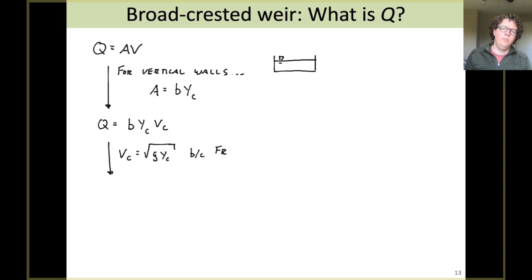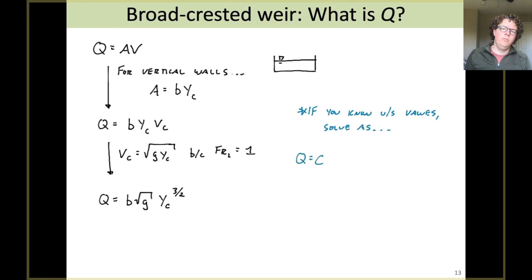And again, because we know the Froude number is equal to 1, YCs and VCs become substitutable using this equation. And so we can calculate here, discharge is equal to the width B times the square root of gravity multiplied by YC to the 3/2 power. Now a couple wrinkles here.